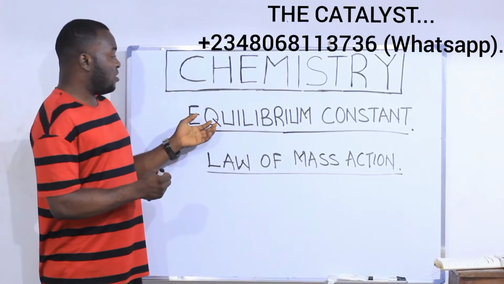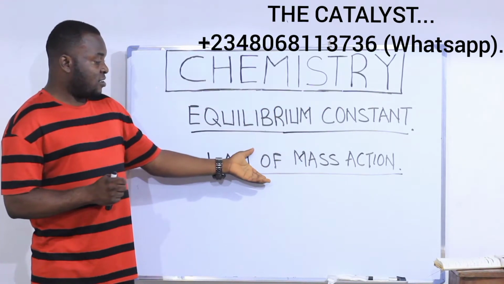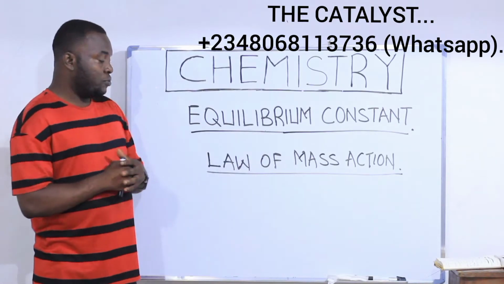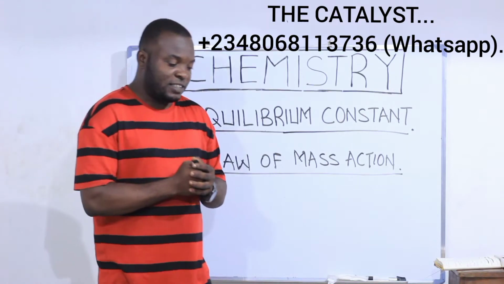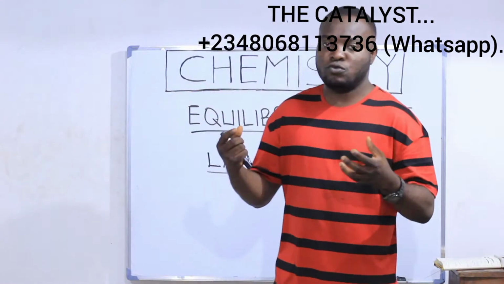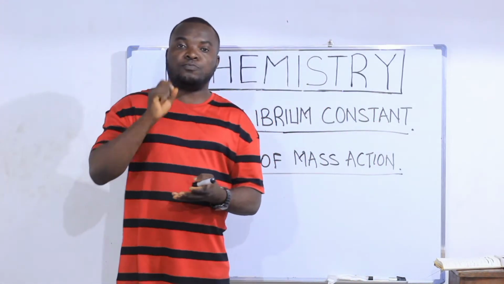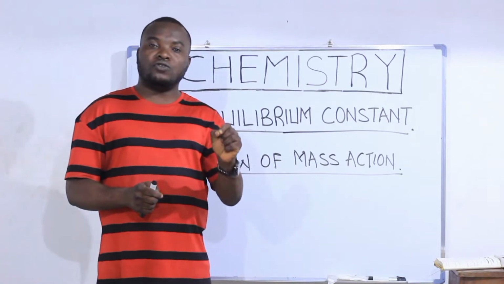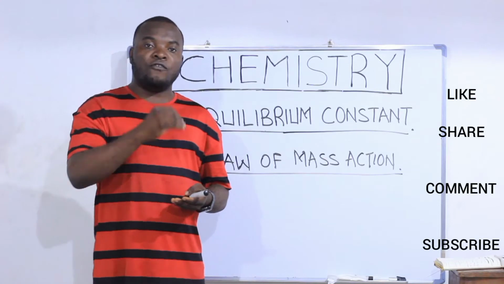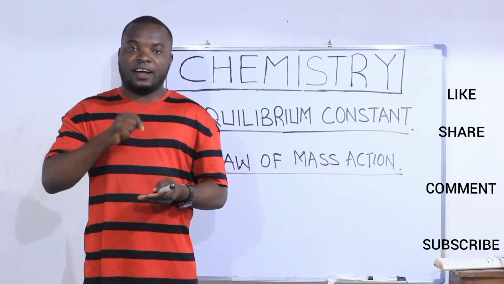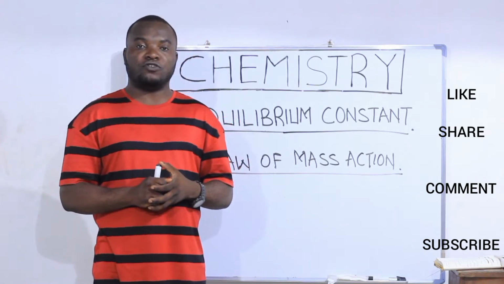Quickly look at equilibrium constants. Before then, let's take a short review on the law of mass action. What is the law of mass action trying to tell us? The law of mass action is the expression that shows the relative concentrations of the products and the reactants at the equilibrium point of a reversible reaction.